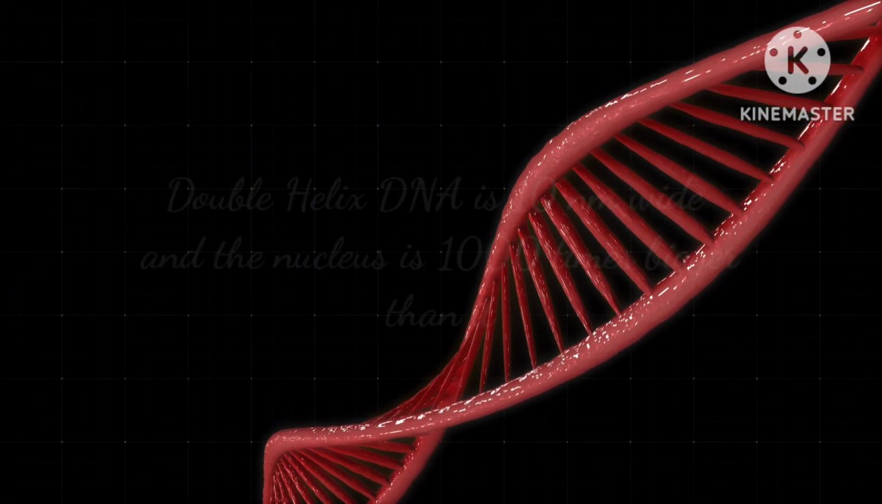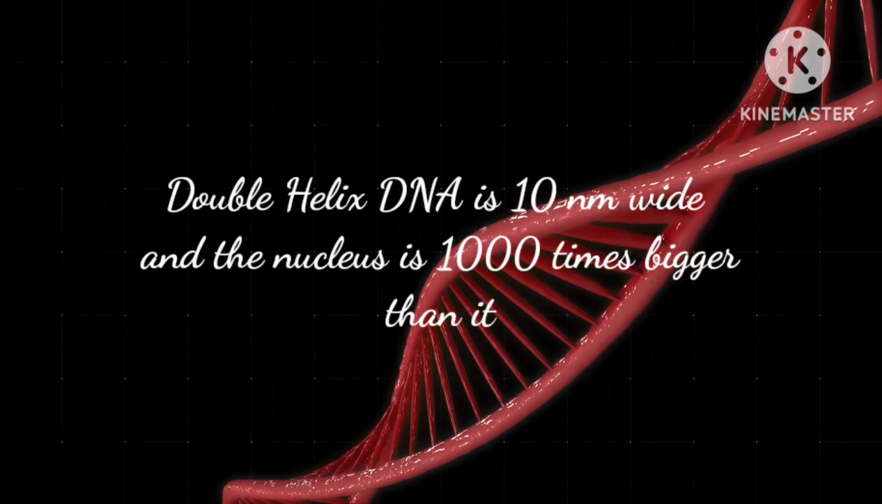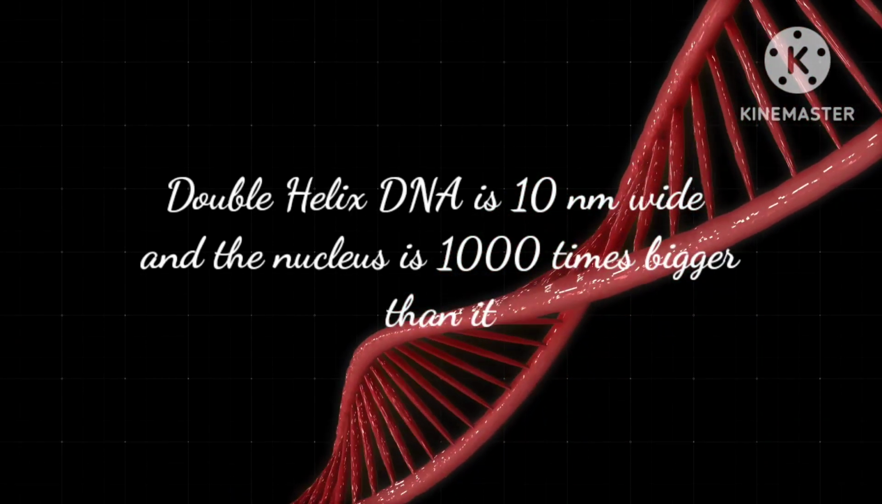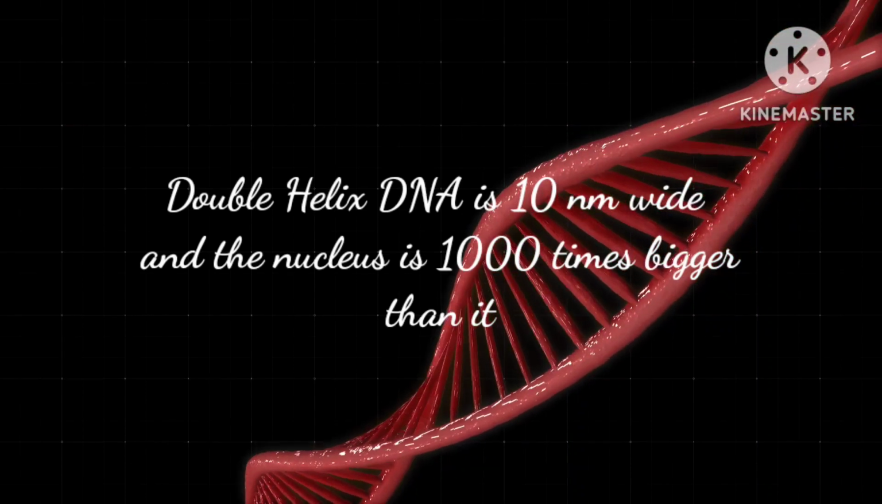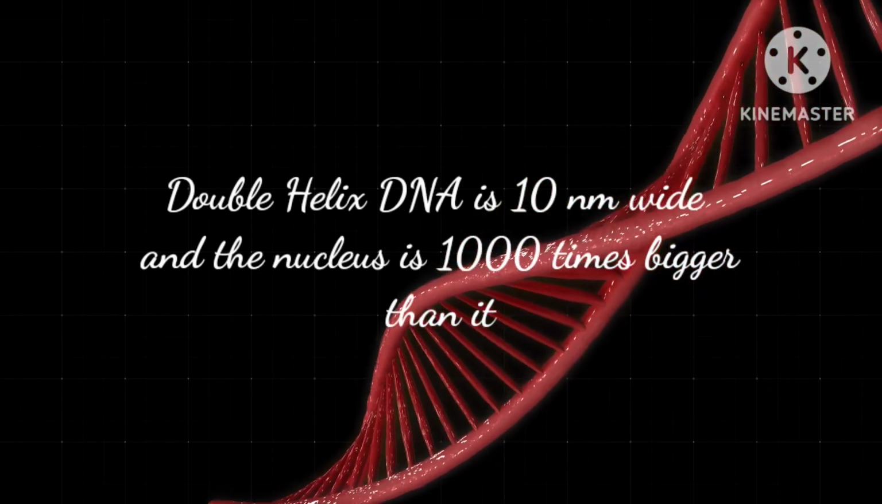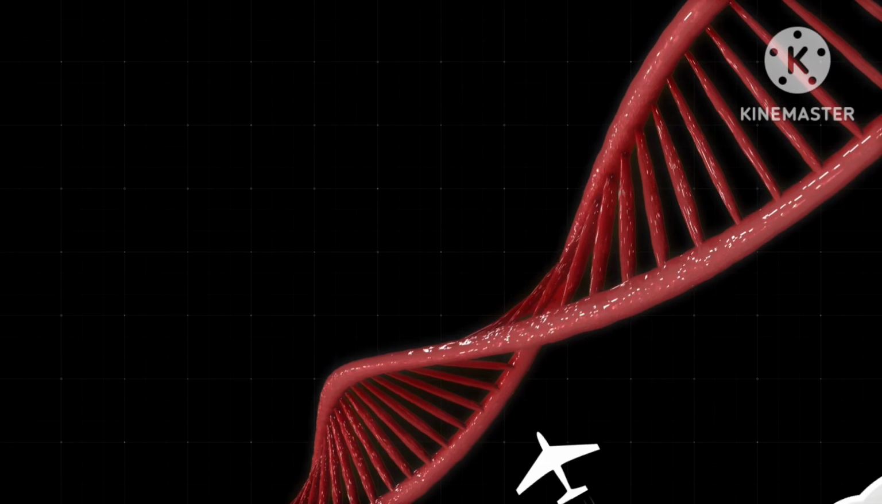The schematic shows a double helix DNA molecule. Within a cell, a DNA double helix is approximately 10 nanometers wide, whereas the cellular organelle called a nucleus that encloses this DNA can be approximately 1,000 times bigger.